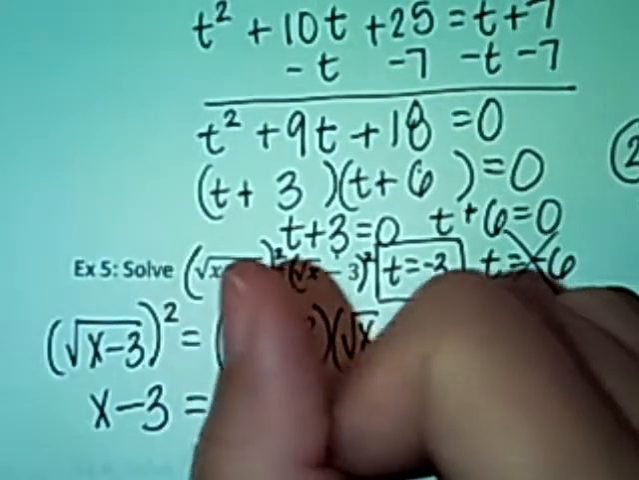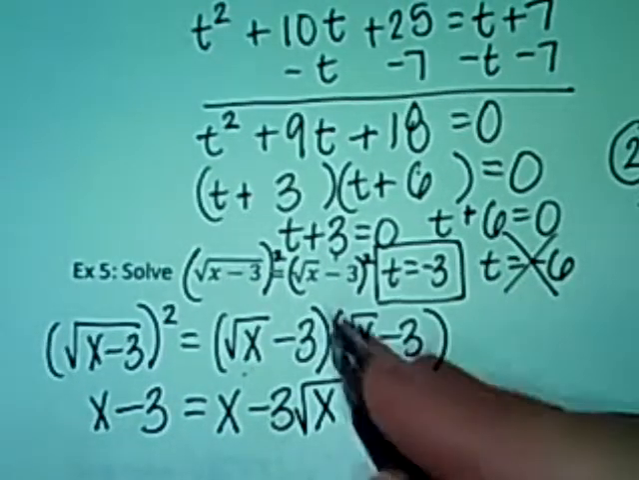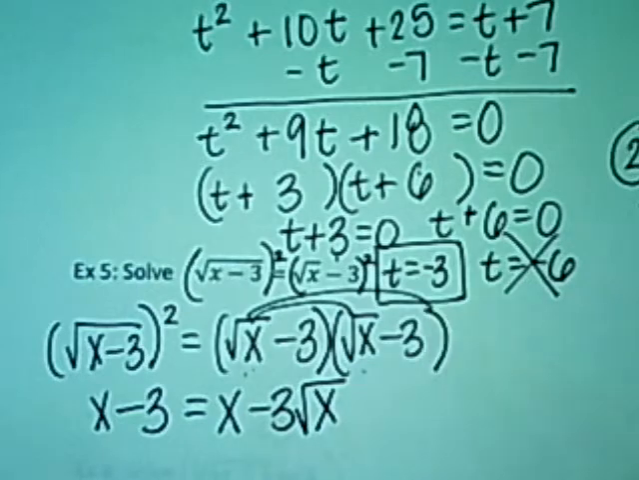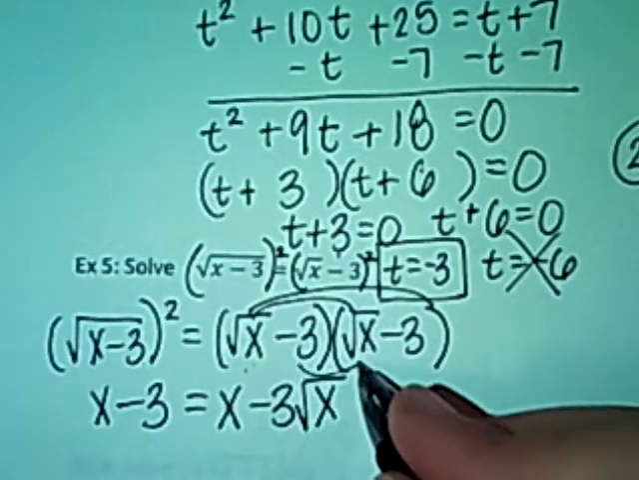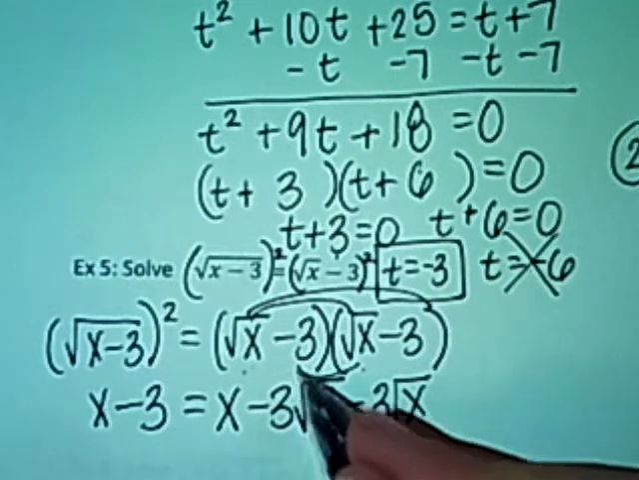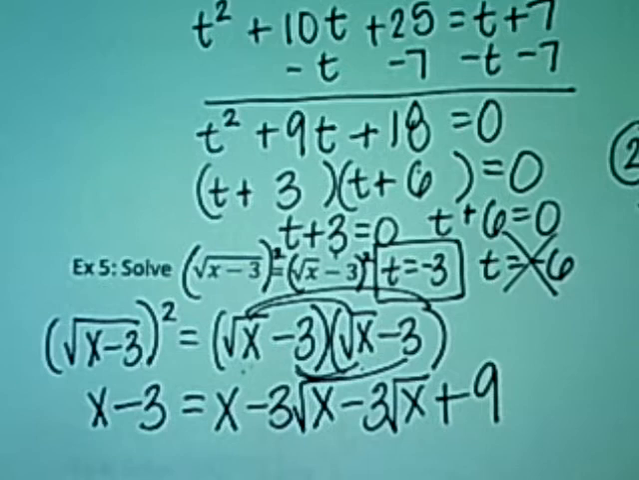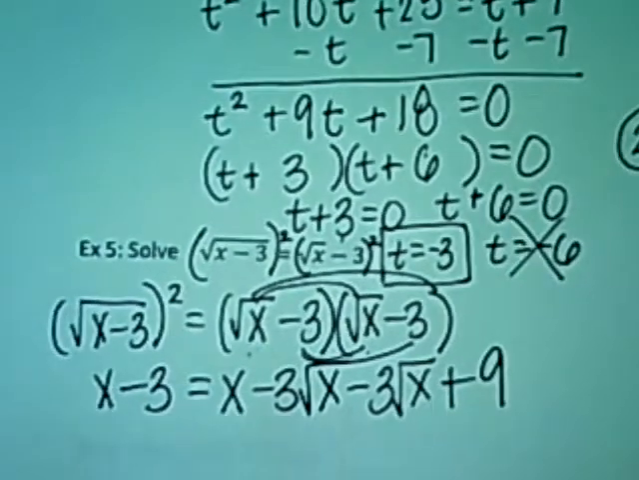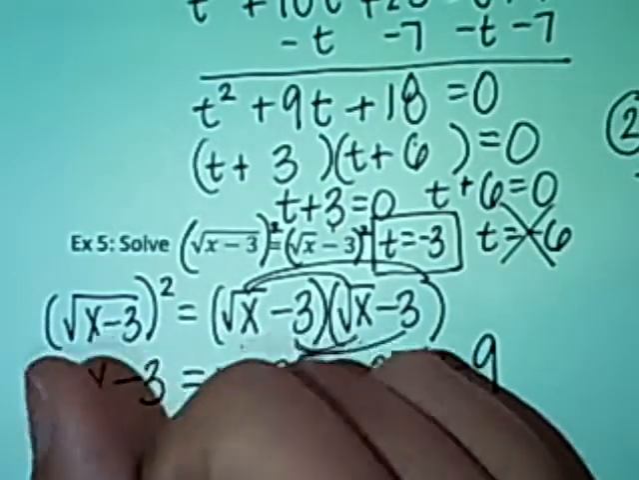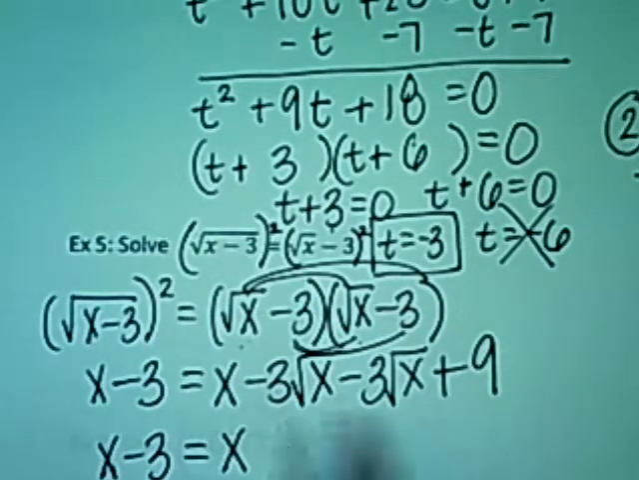Then you're going to have minus 3 times the square root of x, so I'm foiling through. So now I have to do these pieces, so minus 3 square root of x, and then lastly I have plus 9 when I multiply negative 3 times negative 3. So now I have x minus 3 equal to x, combine your like terms.